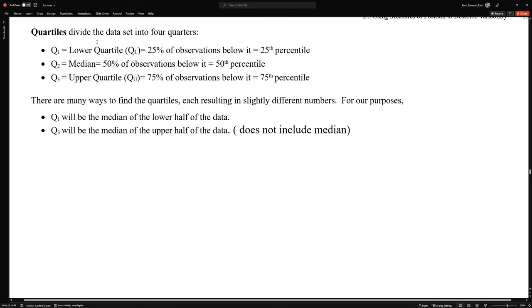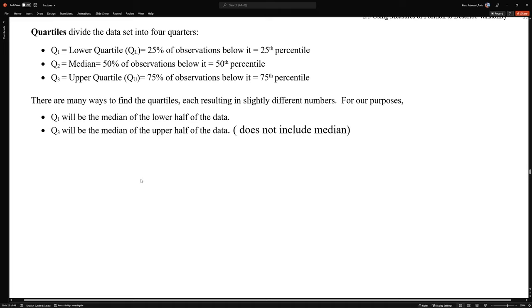Some theory: the quartiles divide data. Quartiles are something like the median, but you'll see what it is. It divides the data set into four quarters. The lower quartile, Q1, covers 25% of observations below it, so it's called the 25th percentile. Q2 is the median, the same thing as the median. It covers the 50% of the observation below it, so it's the 50th percentile. Q3 is the upper quartile and covers the 75% of observation below it.